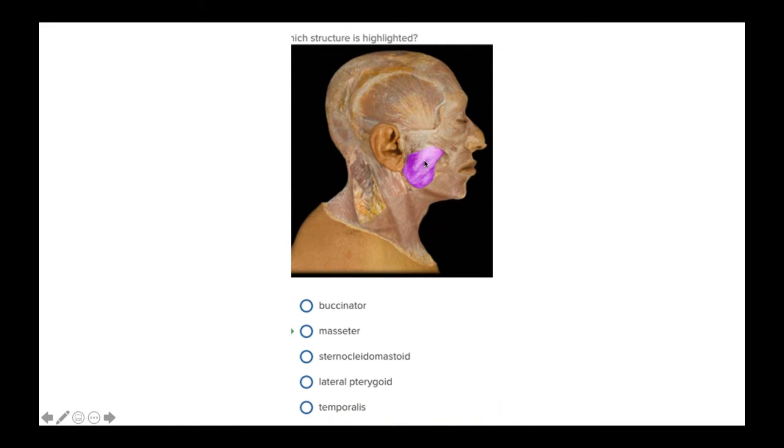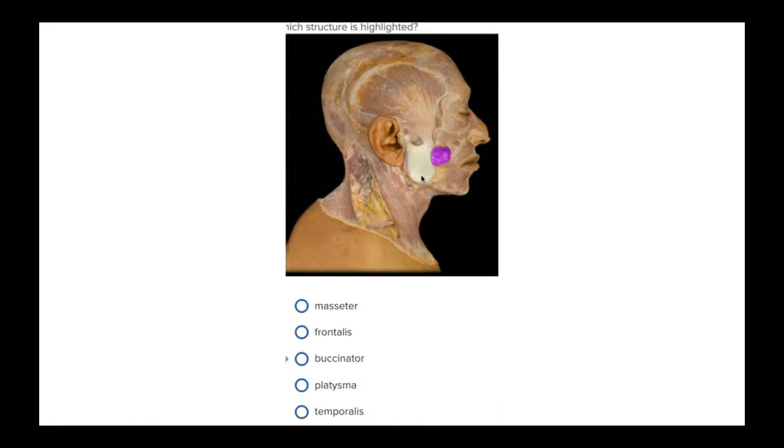Okay, now this one, remember, if it's superficial and outside of that angle of the mandible, it's the masseter. If you see the angle of the mandible cut away so you can see what's deep, then we're looking at the medial or internal pterygoid.